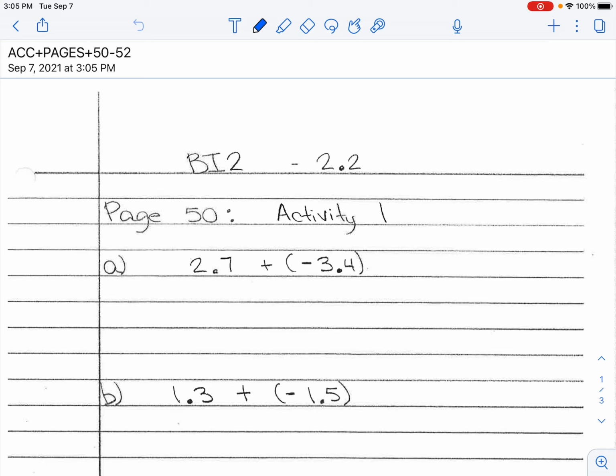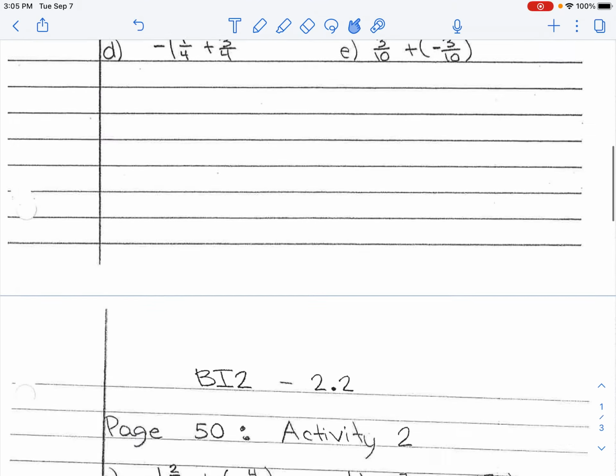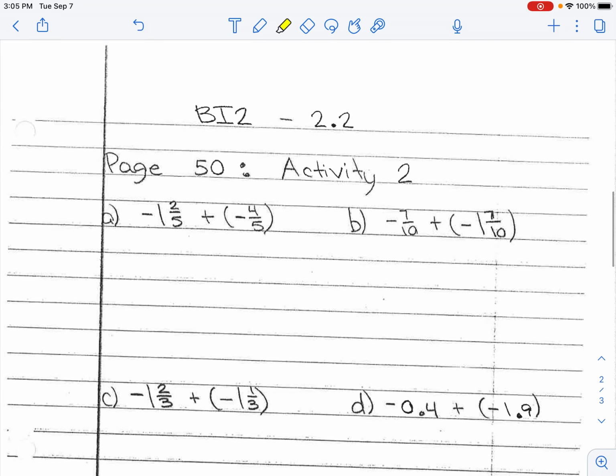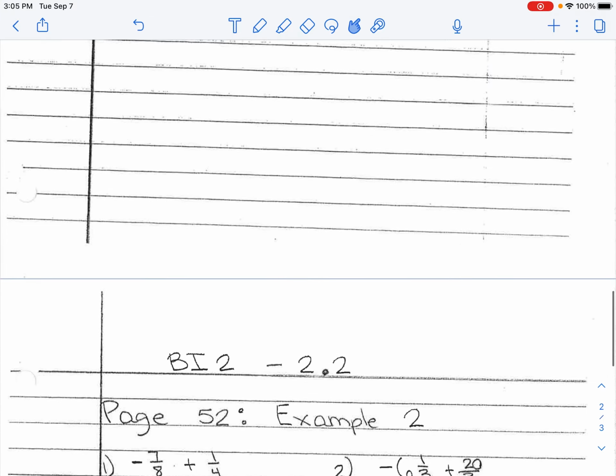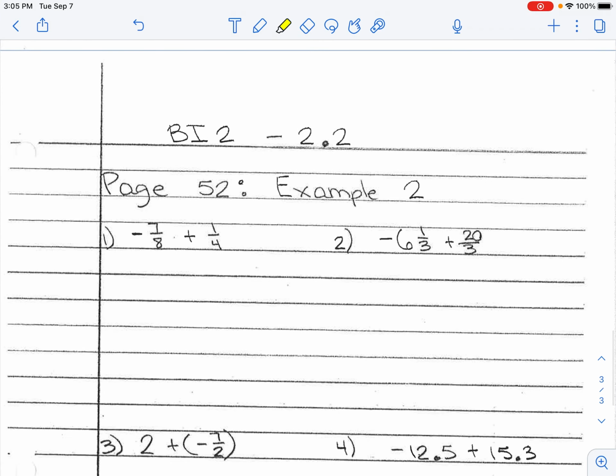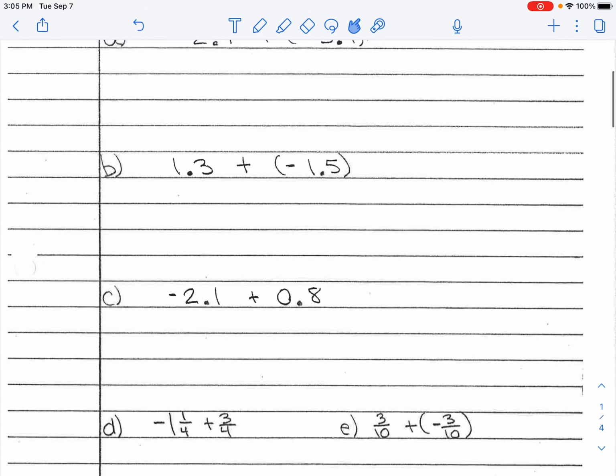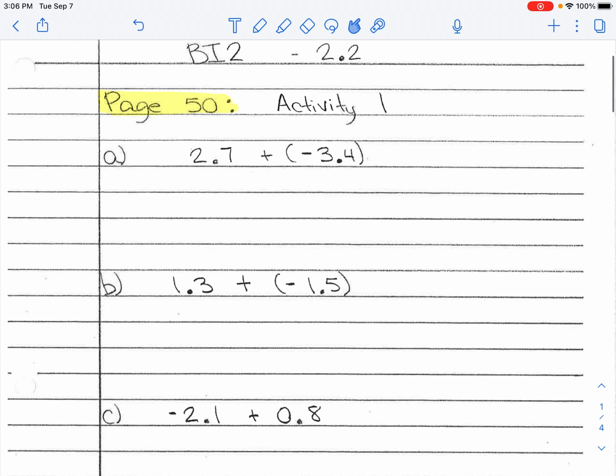So you are going to complete in your Big Ideas book, which is linked on last week's Canvas page. Page 50, we're going to do a few problems. And then again on page 50, if you find activity 2, and page 52. So we're doing a few different pages from your book. Okay, so I'm just going to do 1 or 2 problems per page.